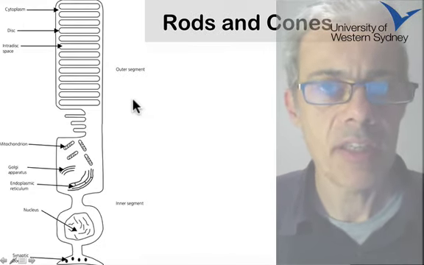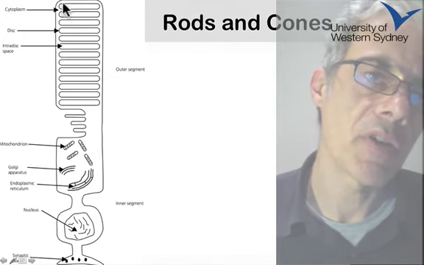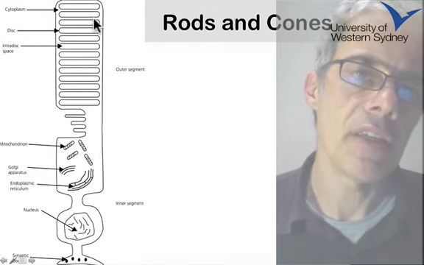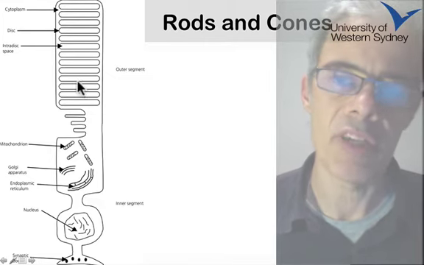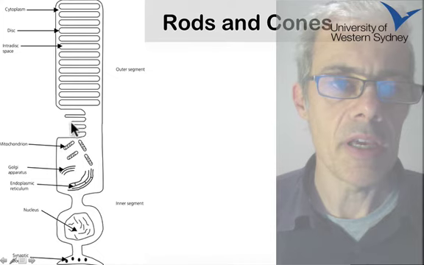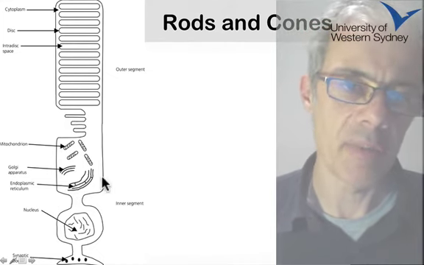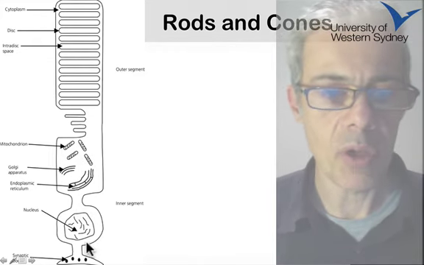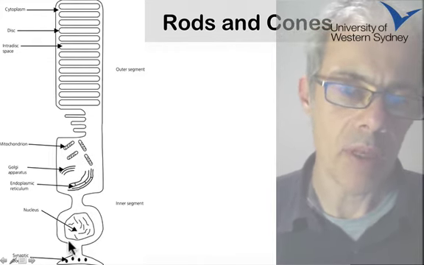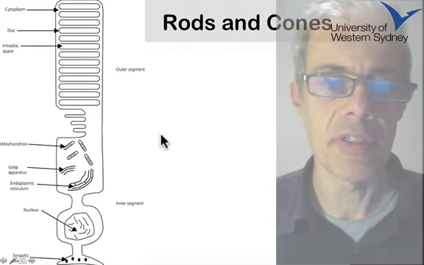Here is a schematic of one of these cells showing the outer segment, which contains these disks, and within these disks are the G protein coupled receptors. The cells also contain an inner segment which contains the mitochondria and the Golgi and the nucleus, and there's also a synaptic body at the end of the cell here which synapses into the nervous system.